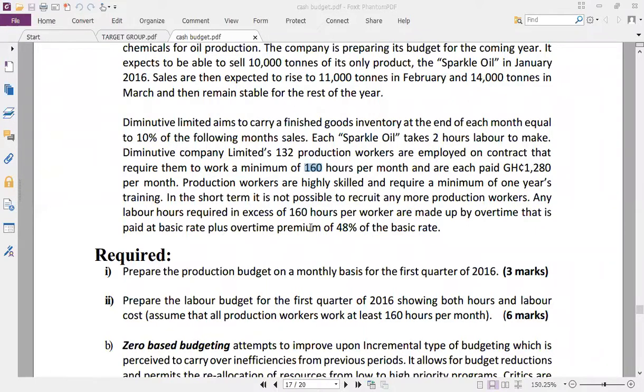Production workers are highly skilled and require a minimum of 1 year training. That means we cannot employ anyone for shortage. In the short term, it is not possible to recruit any more production workers. Then the only option available is to use what? Overtime. If you can't recruit, use overtime. Any labor hours required in excess of 160 hours per worker are made up by overtime. That is paid a basic rate plus overtime premium of a minimum of 48% of the basic. So you calculate the pay.